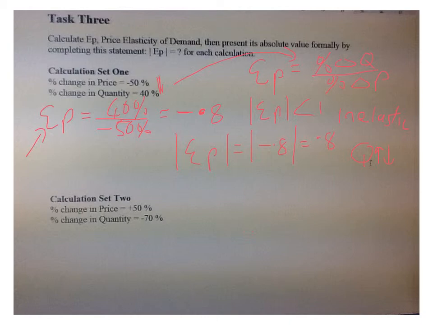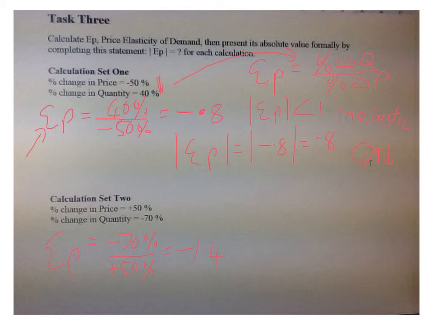Alright, moving on. This one, let me have a look at this. What have we got here? Okay, so that's minus 70% divided by plus 50% if you want to be a bit of a purist about your signs. And when I hit the calculator, if your calculator is as good as mine, you should come up with minus 1.4. That's what we expect. We expect that minus value.